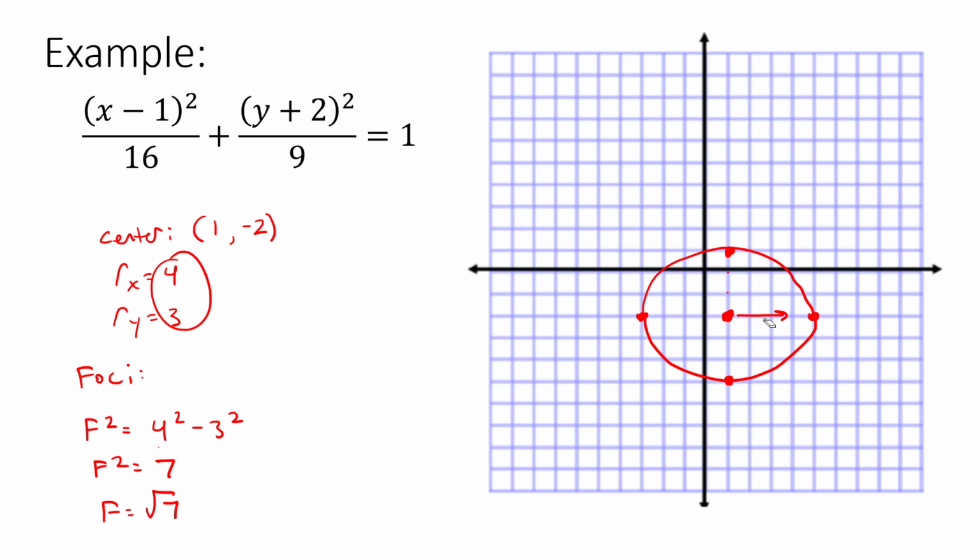So if we think about it, if our foci go this way, the y coordinate is not going to change. It's going to stay along that same y value. So we know one of the coordinates of the points before we even begin. We know it's just going to stay negative 2.